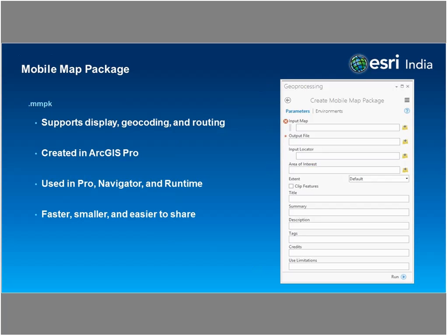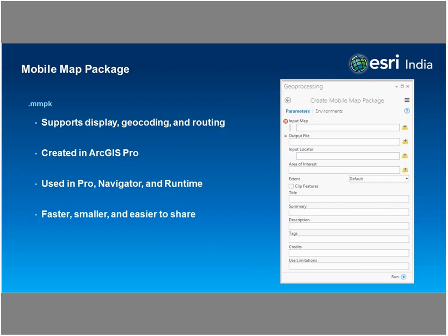Now the next thing we are moving to is from the web to the mobile side, and how we can configure different mobile apps and how we can use them. The first thing which has come up in 10.4 is mobile map packages, that is the .mmpk files. These files support your geocoding, your display and routing.